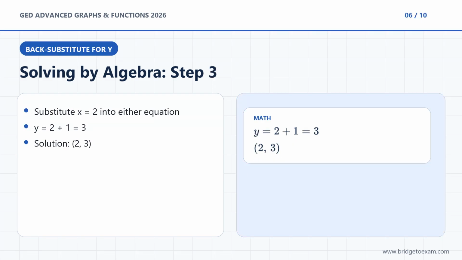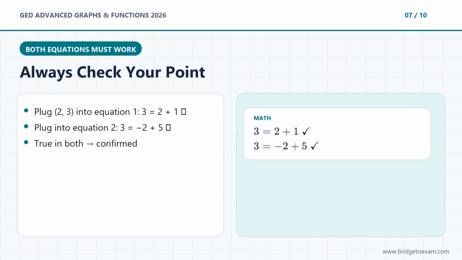We have x equals 2, but a solution needs both coordinates. So substitute x equals 2 back into either original equation. Using y equals x plus 1, we get y equals 2 plus 1, which is 3. So the solution is the ordered pair 2, 3. Always give both numbers. Here is a habit that guarantees accuracy.